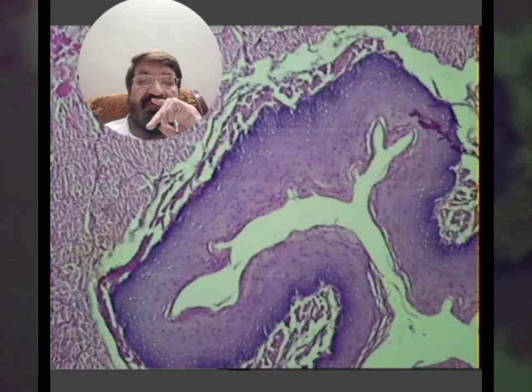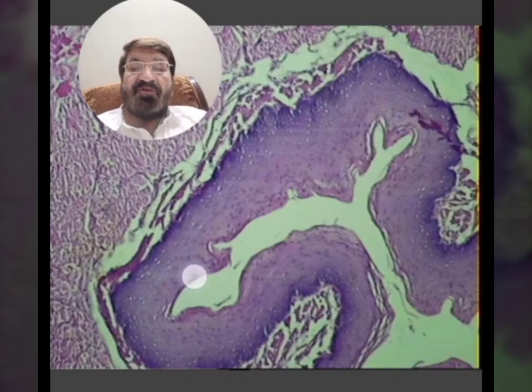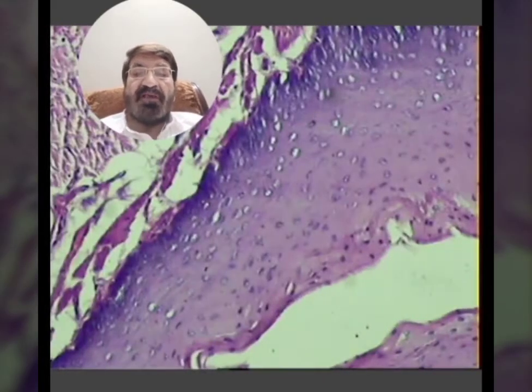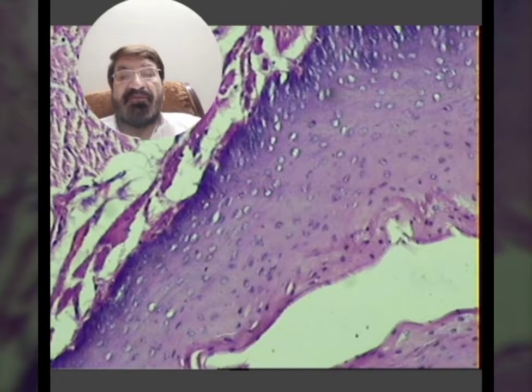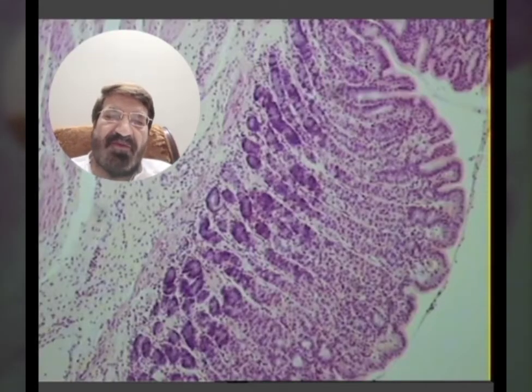Another diagram of this is the slide of the esophagus. This is again the slide of the esophagus. So this was about the esophagus. Now this is the slide of the stomach.